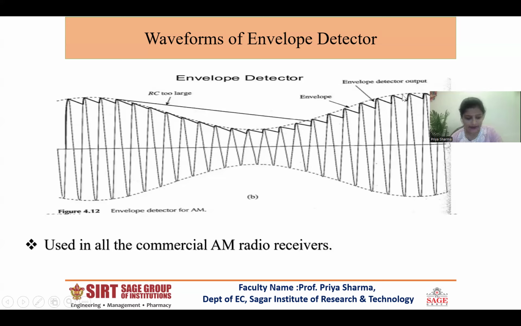Okay, students, it can be seen from the waveforms that the envelope of the AM wave is being recovered successfully. We assume that the diode is ideal, which presents a zero resistance when it is on and infinite resistance when it is off. We also assume that the AM wave applied to the input of the detector is supplied by a source having an internal resistance of Rs. I have already told you that this is used in the commercial AM radio receivers.